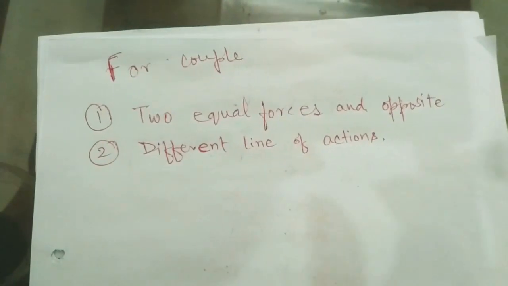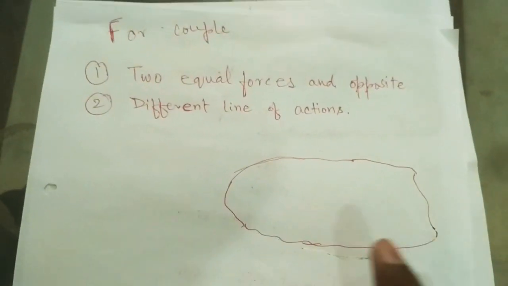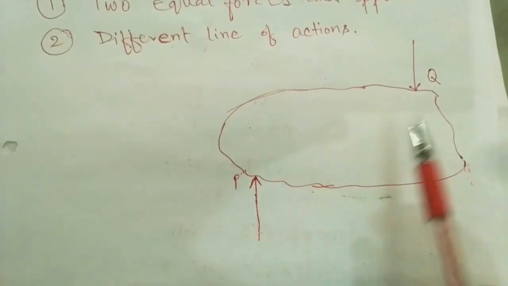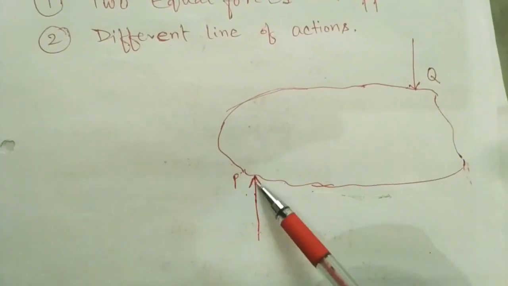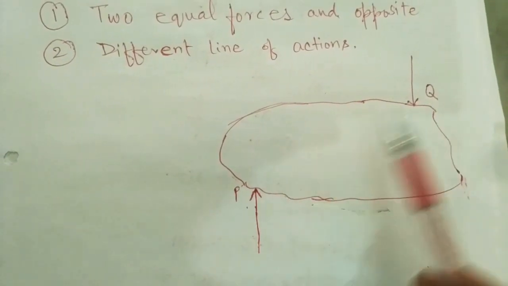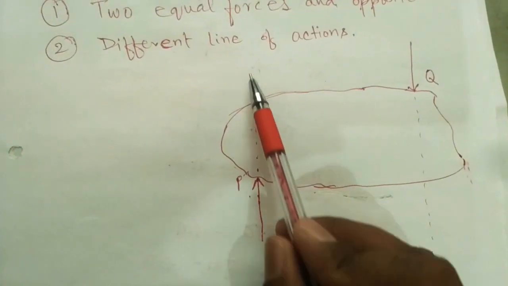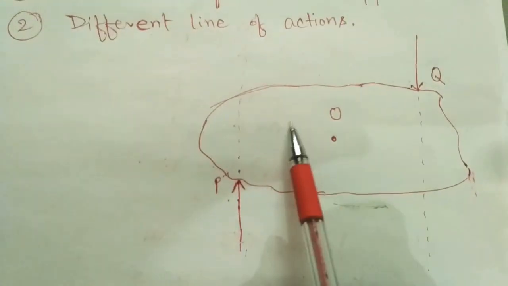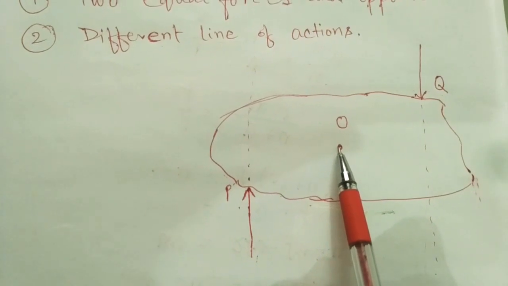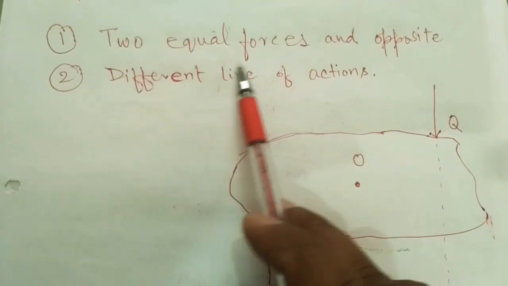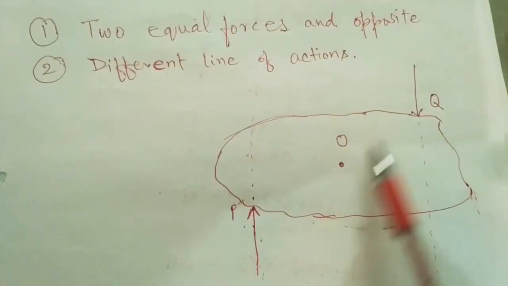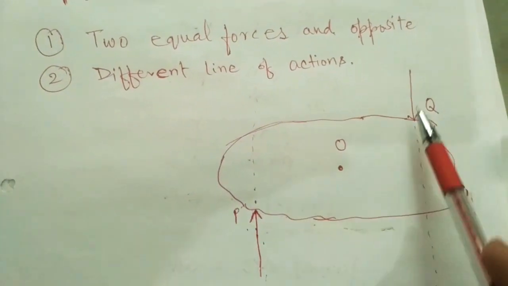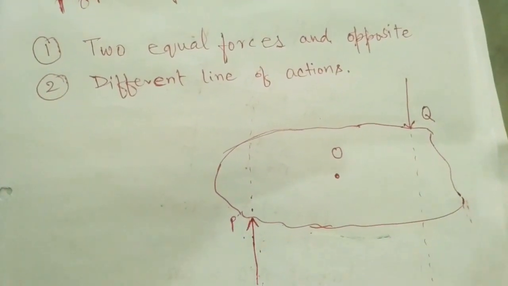So let's draw a diagram for a rigid body. Let this one be any arbitrary shape, a rigid body, and P and Q are two equal and opposite forces having two different lines of action, this and this, taking O, this point, as the axis of rotation. So the condition was there must be two equal and opposite forces. So here are two equal and opposite forces with different lines of action. See, the first line of action is here and the second one is here.